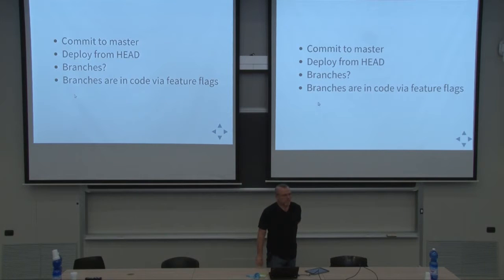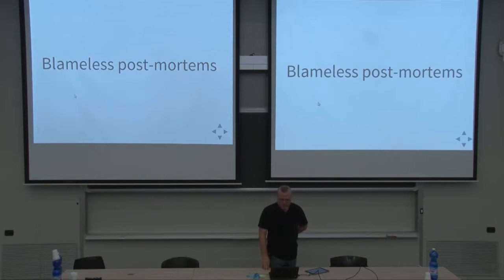We always commit to master, deploy from head. We have no branches in Git. Any branches are done via feature flags in the code. So we're always pushing from head, always moving forward. We never revert. That requires blameless postmortems because we mess up, and we try not to blame each other for the mess ups. So we move really fast. We make lots of mistakes. But we try to then figure out what went wrong so it doesn't happen again.